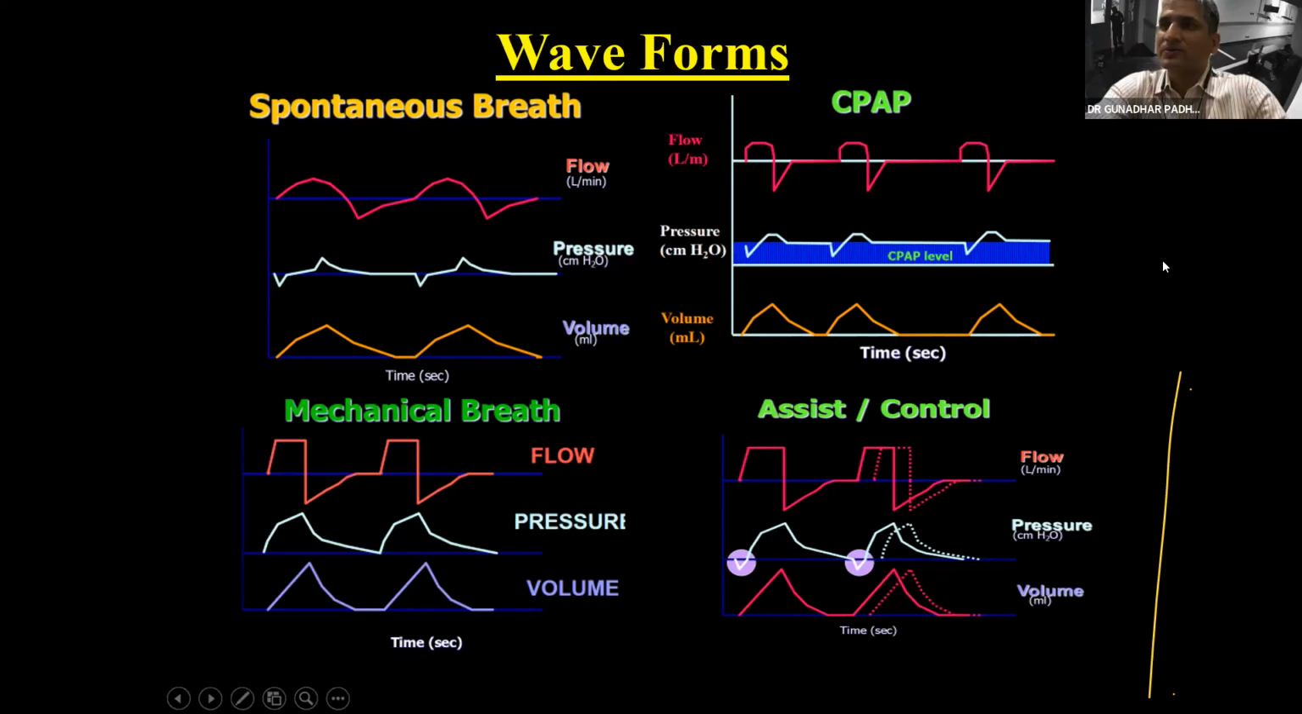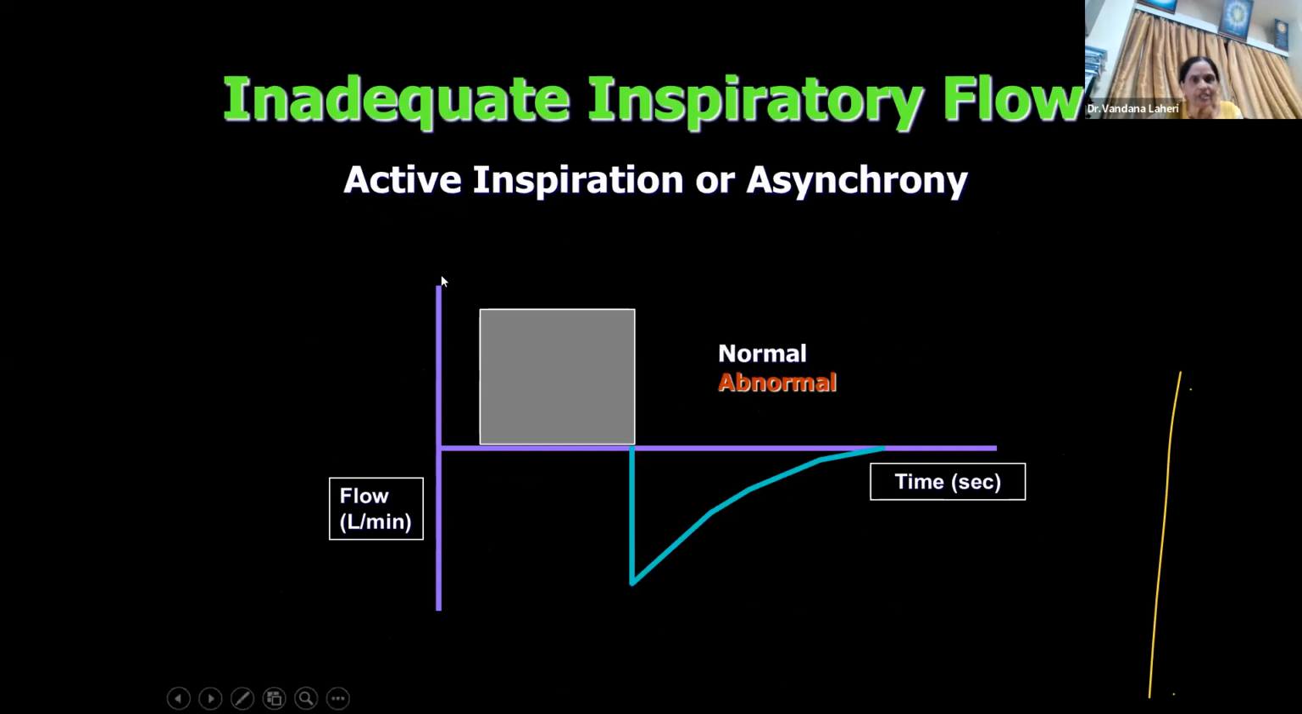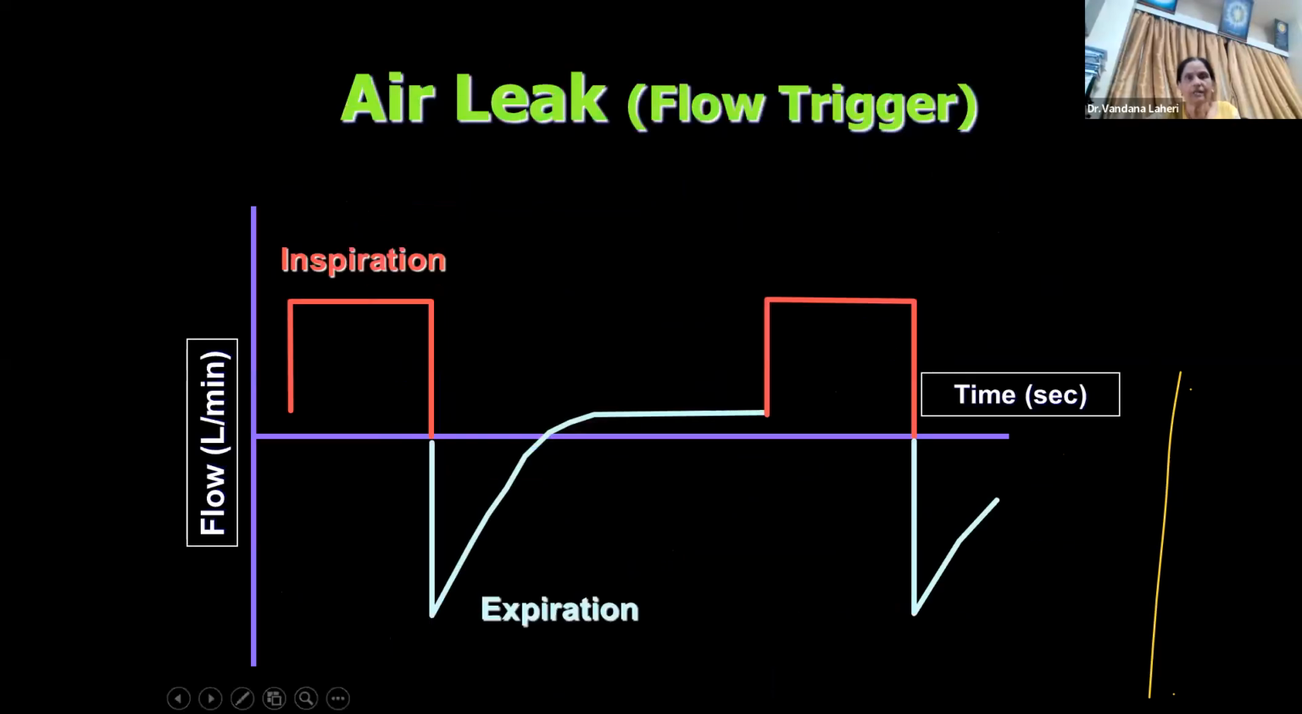Okay. Thank you. So now, recognition of common abnormalities I showed you. This is active inspiration. This is asynchrony. Can you see? This is when your flow is less than adequate. Air leak I showed you. This is in liters per minute.